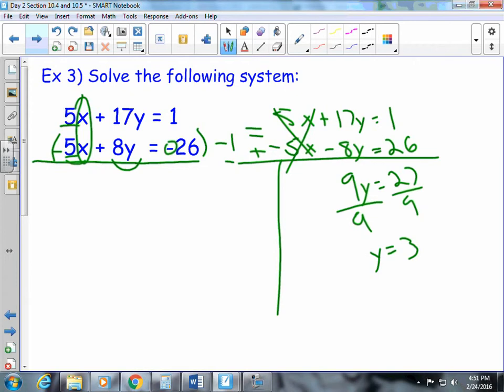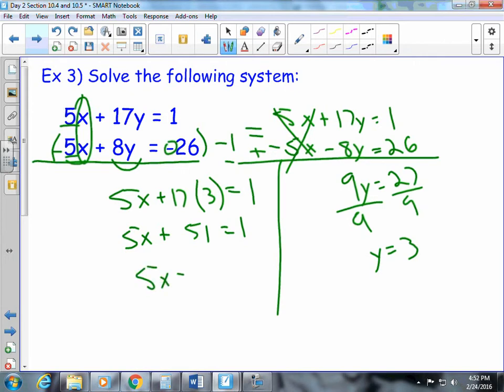So if I have y is equal to 3, I can plug it into either one of these equations. I'll pick the top one. So we got 5x plus 17 times 3. Actually, let's pick the other one because it's a little bit easier. We can work with this one. All right, 17 times 3 now gives us 51, equal to 1. Subtract 50 from both sides. I get 5x is equal to -50. Divide by 5, divide by 5. I get x is equal to -10. So again, my solution is -10, comma 3.